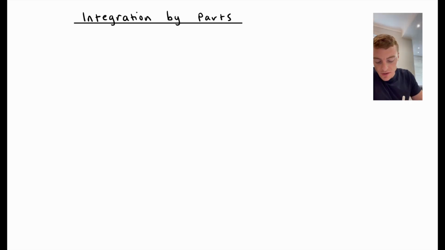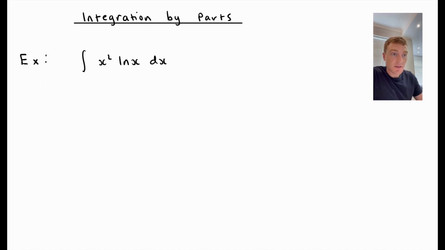Let's go straight into an example. So we've got the integral of x squared ln x with respect to x. Now, as you can see, we've got two functions of x. We've got x squared, so let's call that f of x, and we've got a different function of x, ln x, so g of x.